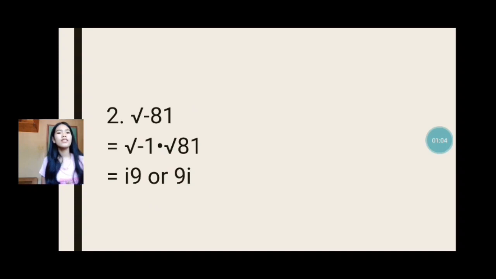Example number 2. The square root of -81 is equal to the square root of -1 times the square root of 81. We know that the value of the square root of -1 is i. So it is equal to i9, or 9i.